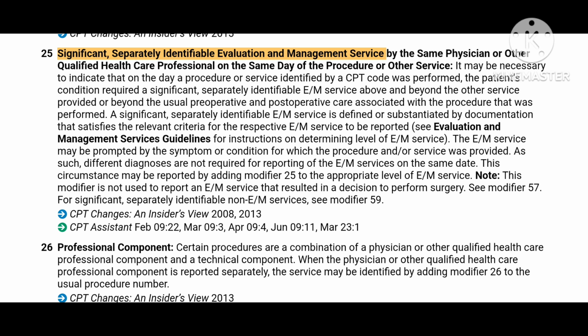Professional component. Whenever a doctor or a physician is providing interpretation and report, it can be a pathological service, it can be a lab procedure, or it can be an X-ray or scan procedure. In such a case, you will be using modifier 26 for professional component for the doctor's work.